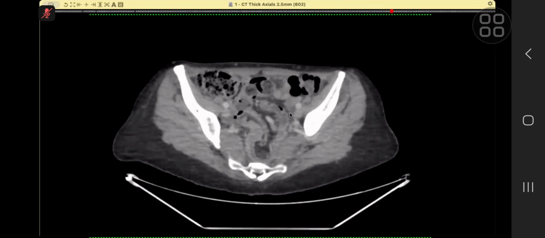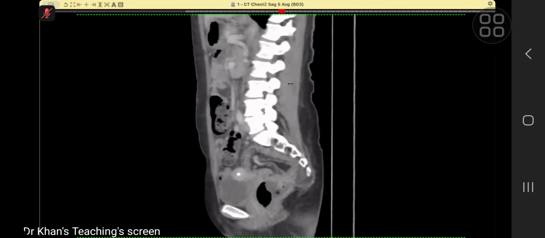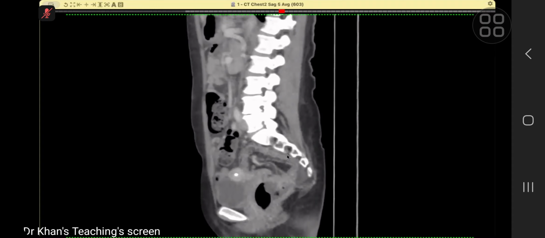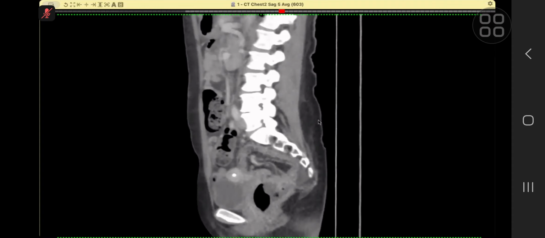Okay, just 1 second. Just 1 second. Don't move the mouse. So I am giving you over to you. Yes, sir.